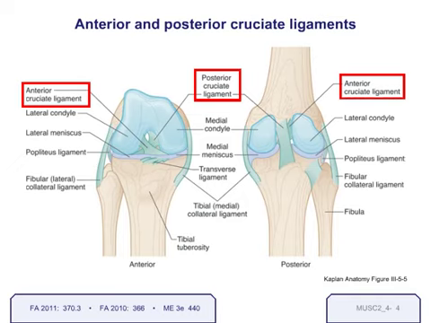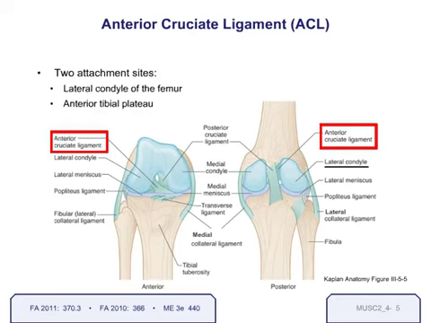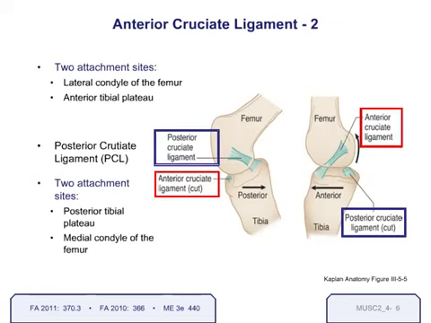You have the ACL and the PCL. Now the ACL is the anterior cruciate ligament, and the PCL is the posterior cruciate ligament. These are important to remember exactly where their attachment sites are. Now, the ACL, the anterior cruciate ligament, is going to have one of its attachments on the lateral condyle of the femur, and its other is actually going to be on the anterior surface of the tibial plateau, and that's why we call it the anterior cruciate ligament. So its two attachments are on the anterior tibial plateau, as well as on the lateral condyle of the femur. So it's going anterior to lateral.